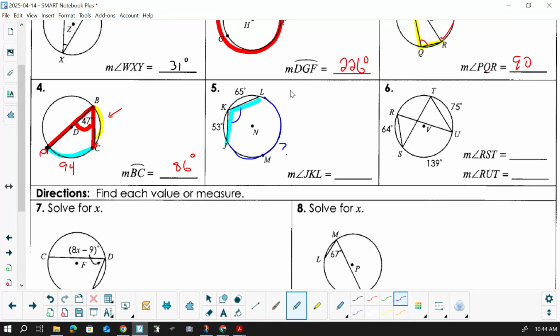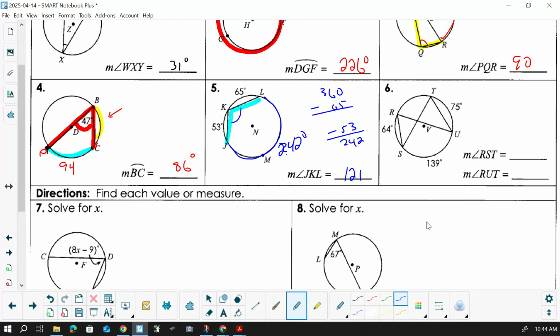So what I'm going to do is I'm going to take a whole circle, which is 360. And I'm going to do 360, grab my calculator, 360 minus the 65. And then minus that 53. That leaves me with 242. So I did 360 minus that 65, and then whatever I got there, I did minus 53, and I had 242. So 360 is the whole circle minus these two arcs, leaves me with this one, 242 degrees. This angle will be half of that, so it'd be 121.